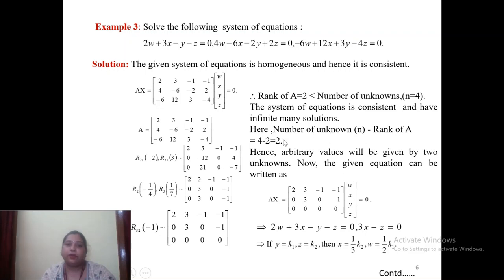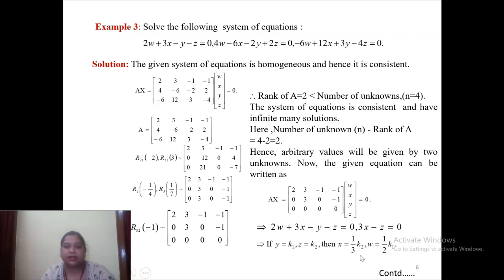Now the reduced form of the equation is this. Again AX equal to 0. We'll multiply this. We get 2w plus 3x minus y minus z equal to 0, and 3x minus z equal to 0. Now we'll assume two constants here. Any variable you can suppose. We have assumed here y equal to k1, z equal to k2. Then we get x equal to 1 by 3 k2 and w equal to 1 by 2 k1. In this way, we have calculated the value of all, by substituting these values.